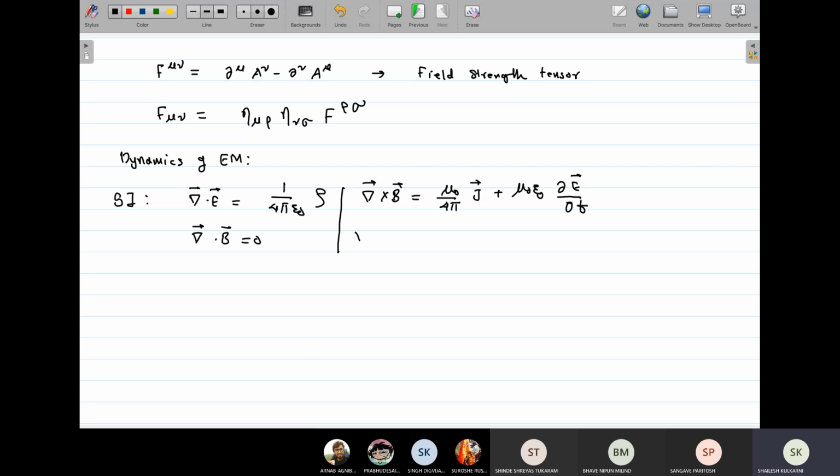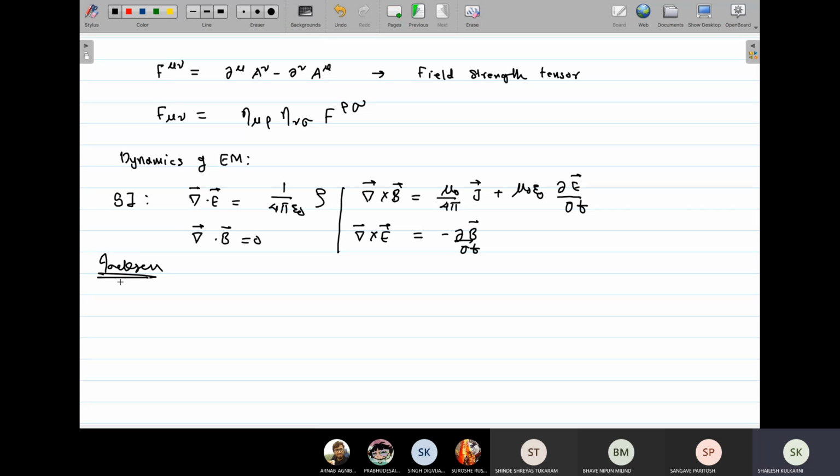And del cross E is equal to minus del B by del T. These are the Maxwell's equations in SI units. Jackson uses Maxwell's equations, or everything, in terms of Gaussian units.